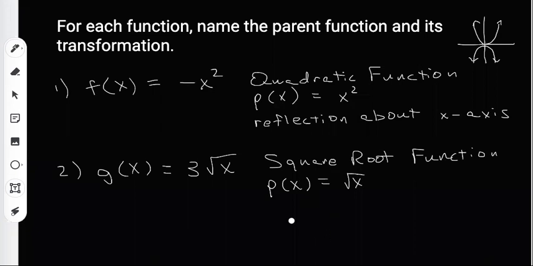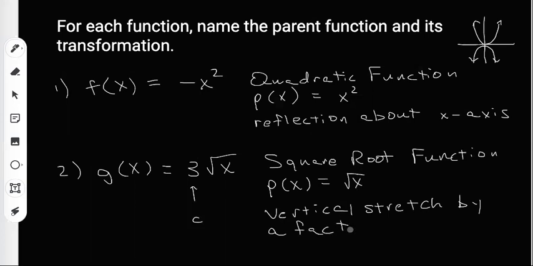Now, what's the transformation that's associated with this? Well, you're multiplying on the outside by a number c. And since this number is greater than 1, that means you have a vertical stretch. You have a vertical stretch by a factor of 3.